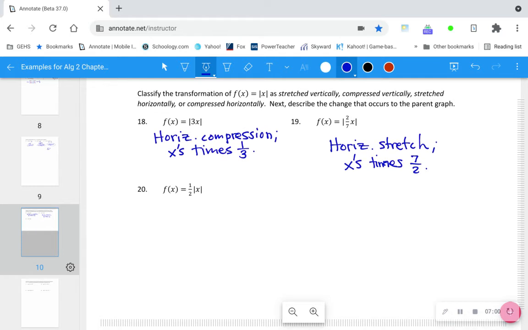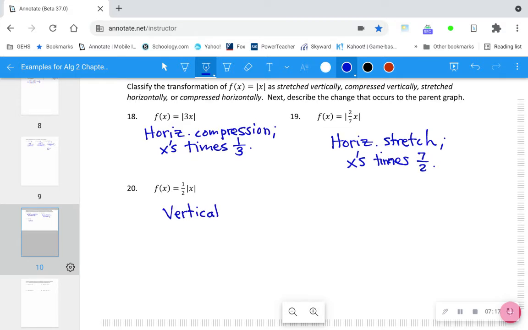Okay, and the next one we have for the first time here a multiplier on the outside, and anything on the outside changes it vertically. So this is vertical, and the multiplying by 1/2 is trustworthy. We don't have to mess with it. It's going to take all the y values and cut them in half, which brings everything in towards the center of the graph. So this is a compression.